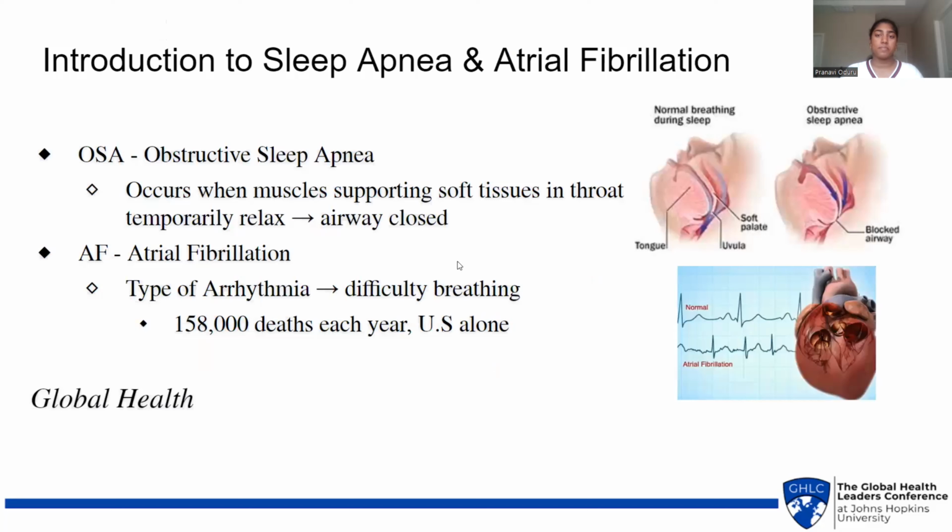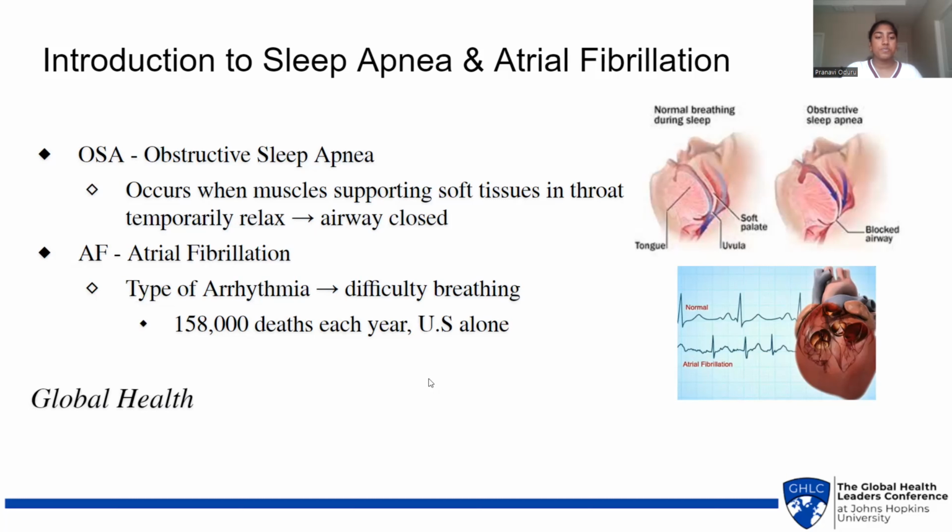Now, an introduction to sleep apnea and atrial fibrillation. Obstructive sleep apnea, or OSA, occurs when the muscles supporting the soft tissues in the throat temporarily relax, causing the airways to close. As we see in the figure to the right, a person with normal breathing during sleep has open airways and is able to inhale as normal, whereas a patient with obstructive sleep apnea has blocked airways, restricting the flow of air and not allowing them to inhale. What I found fascinating about this condition is that people with obstructive sleep apnea actually completely stop breathing at times during their sleep, and they don't realize this either. So I really wanted to research further on this topic.